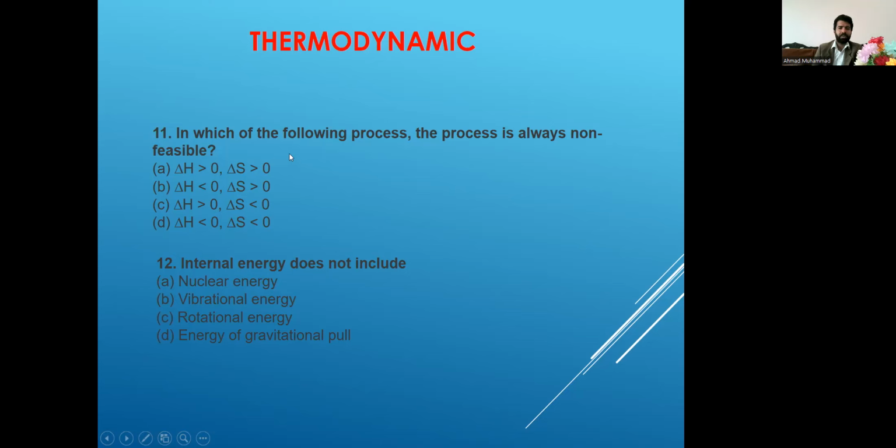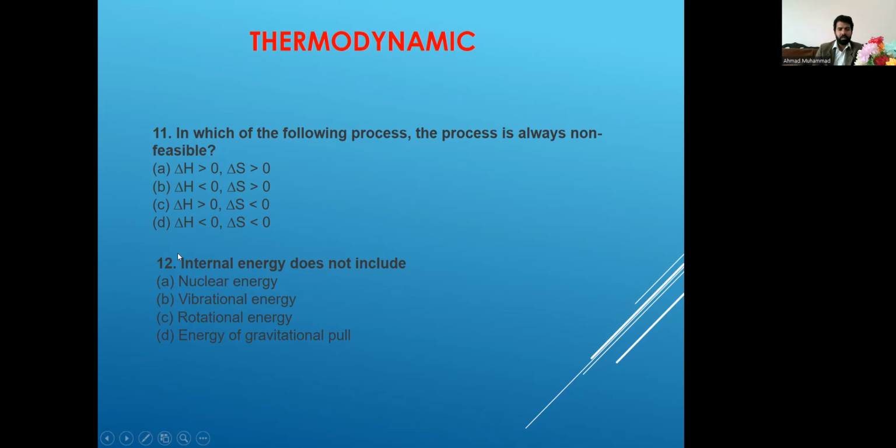So the right option is that the process is not feasible when change in enthalpy is greater than zero and change in entropy is less than zero. So the right option is option C.